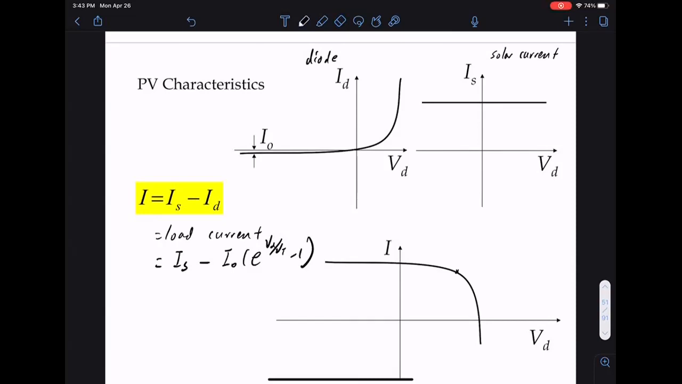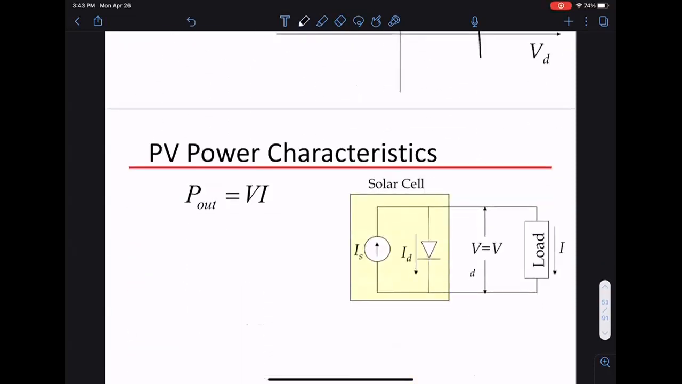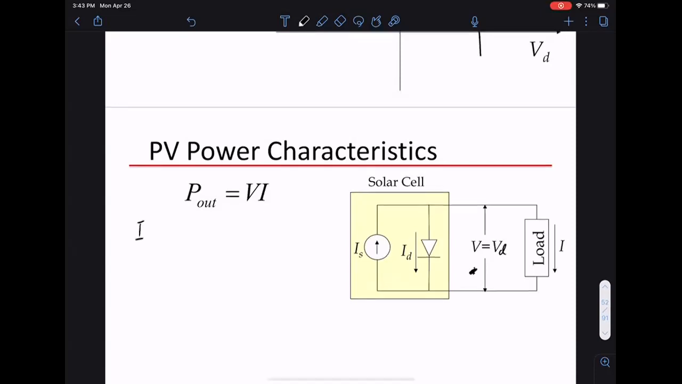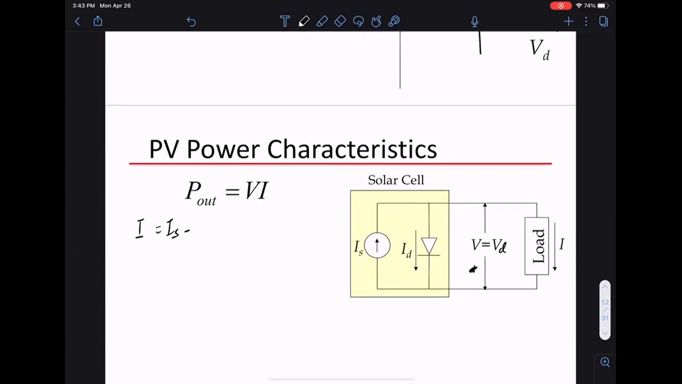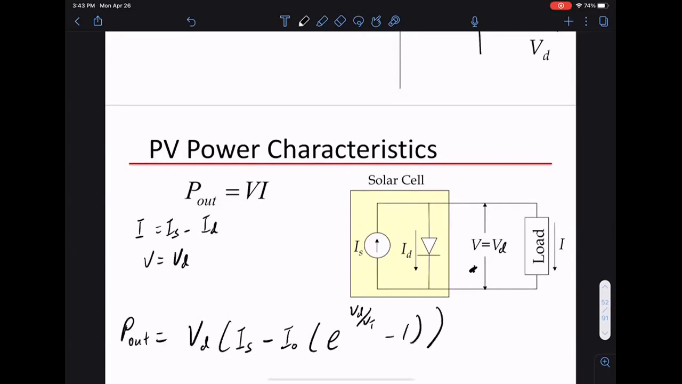Okay, then the rest is basically cracking through the equations. Right, so now we want to look at the power output. So power for the load is V times I. So here we have I is IS minus ID, right? So solar current subtract the current that goes through the diode. And then V is the diode voltage. So the output power is the voltage times IS minus I0 e to the VD over VT minus 1. So this is the power we get.